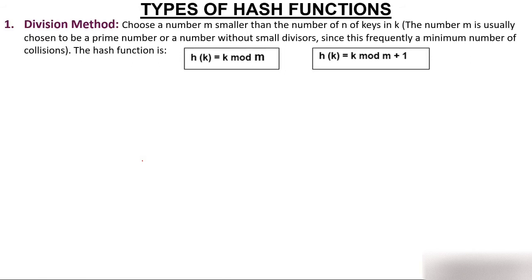Okay, let's start with the types of hash functions. The first function, which we have already discussed, is the division method. In the division method, we take the mod of the key with some value m: key, mod (the percent sign), and m. You must be wondering what this m is and how it is chosen. I'll give you an example. Suppose you have a hash table.